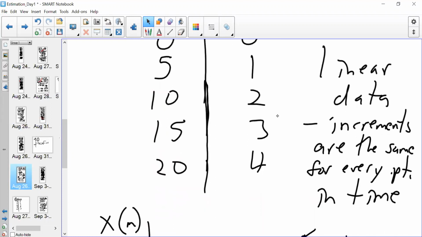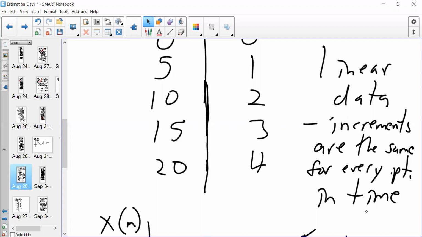So as I say here, linear data is data that has increments that are the same for every point in time. You have the same increment, the same gap for every moment in time. 5, 5, 5. That automatically tells you, without even looking at a graph, without even doing anything, you are going to graph a line. This is linear data.